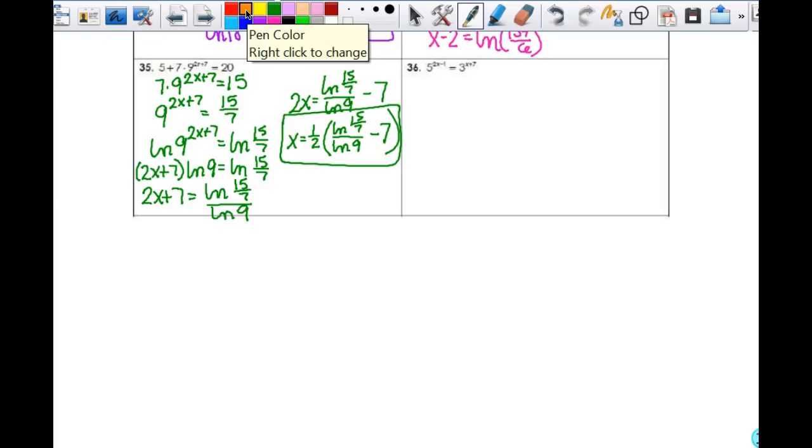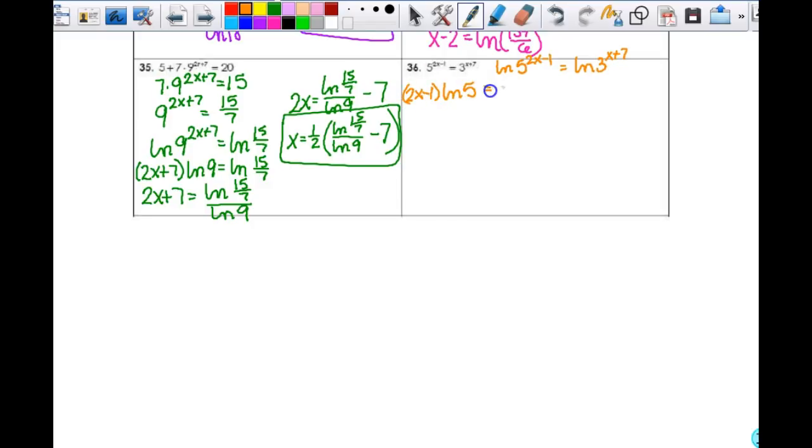Okay, good. All right, so I've got an exponential equal to an exponential, and they don't have a common base. So I'm going to go ahead and just take the log of both sides. So the natural log of 5 to the 2x minus 1 power equals the natural log of 3 to the x plus 7 power. Exponents come out front, so 2x minus 1 times the natural log of 5 equals x plus 7 times the natural log of 3.